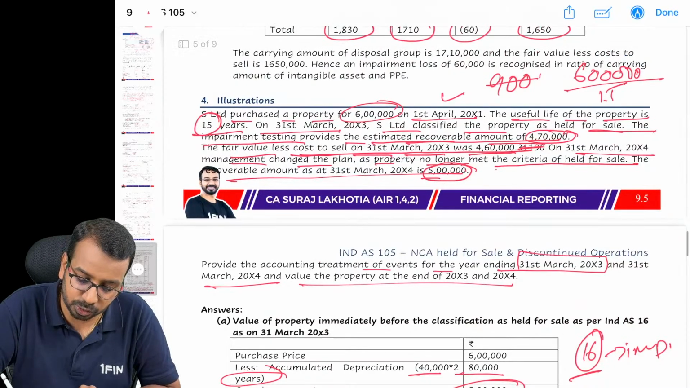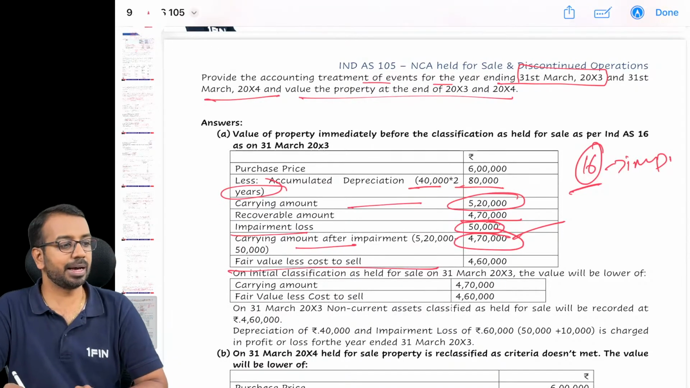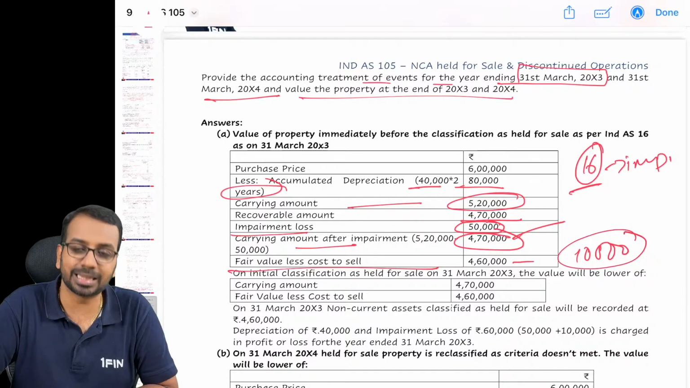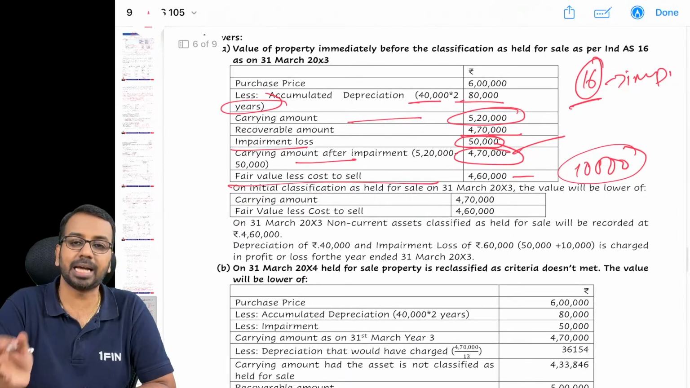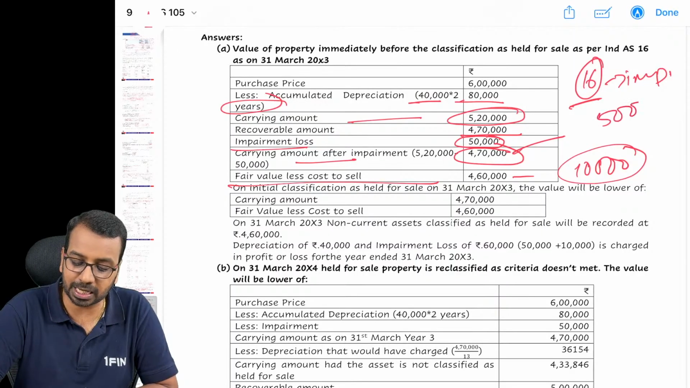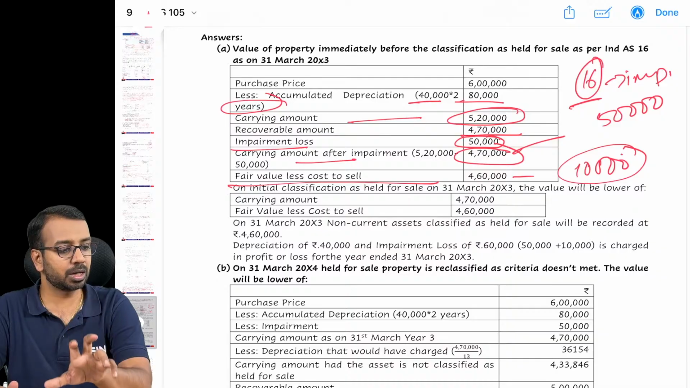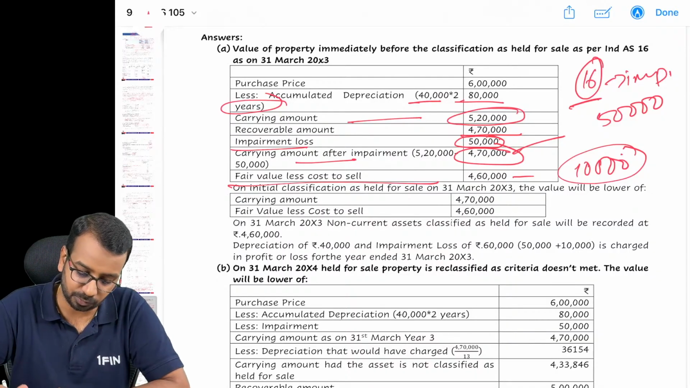Fair value less cost to sell is 460. So this carrying amount I'll compare with fair value less cost to sell. So this will become 10,000. 10,000 is the loss on classification as held for sale. So 50,000 as per Ind AS 36 and 10,000 as per Ind AS 105. Total impairment loss works out to how much? Total impairment loss works out to 60,000.